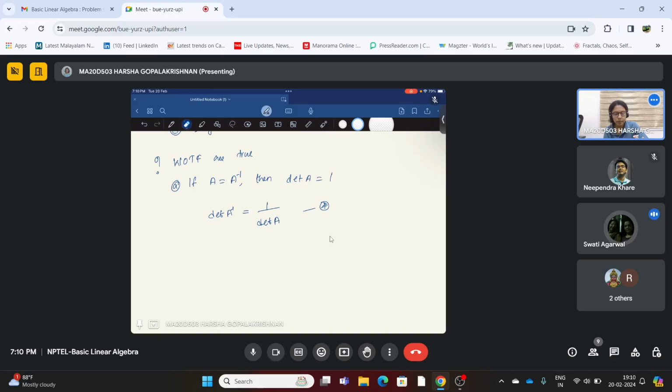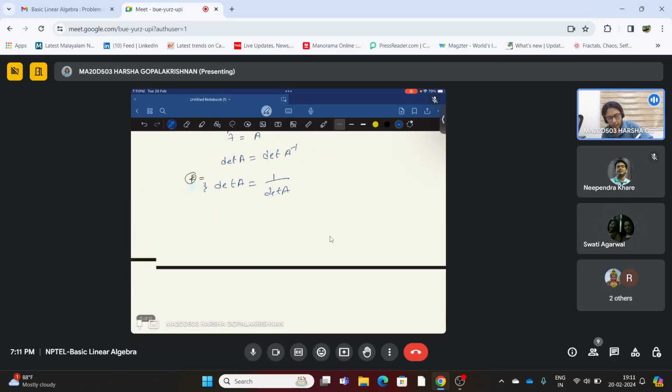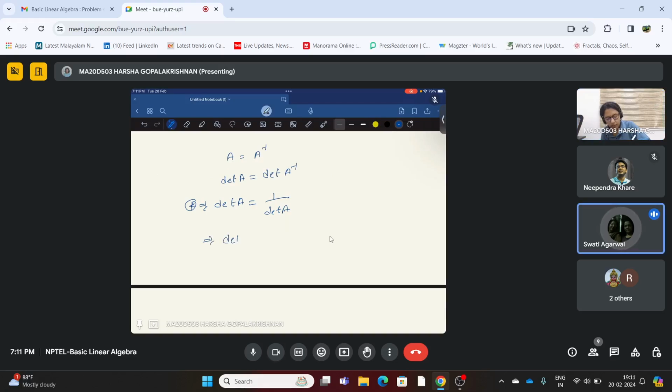Look, can we take determinant on both sides of the equation A is equal to A inverse? So then it will be determinant of A is equal to determinant of A inverse. Then we take determinant on both the sides. Correct. Determinant of A equal to determinant of A inverse. So we can substitute in star. Star implies determinant of A equal to 1 by determinant of A. Now what we will get? So this will give determinant of A squared equal to 1.